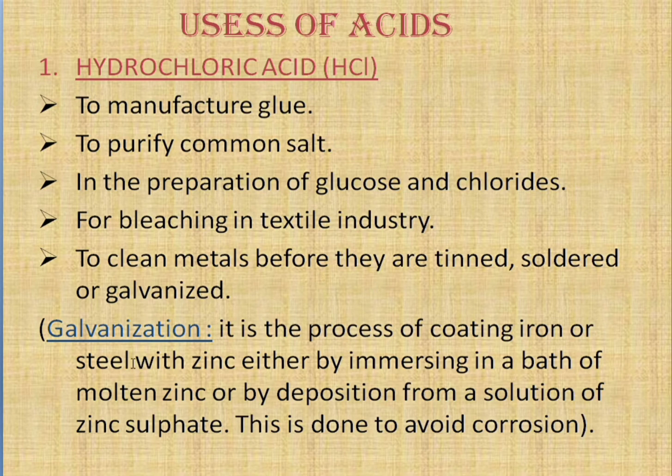Here galvanization is an important concept I have given. Galvanization is a process of coating iron or steel with zinc, either by immersing in a bath of molten zinc or by deposition from a solution of zinc sulfate. This is done to avoid corrosion. To avoid the corrosion of a metal, we do galvanization, that is depositing zinc on other metals to stop or avoid corrosion. So this is about the uses of hydrochloric acid.